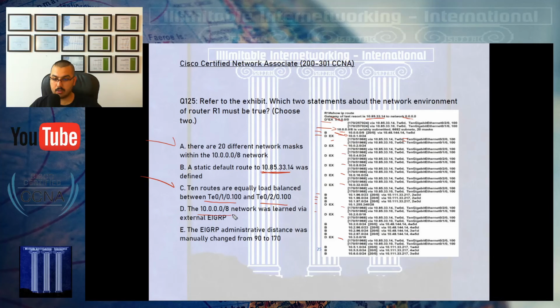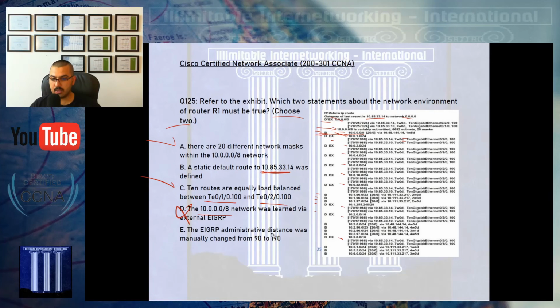The 10.0.0.8, this one was learned via external EIGRP, external DEX. So 10.0.0.0/8, this is it. It was learned through BGP. Incorrect. And this one that I was suspecting is actually incorrect, because choose two and both of them are correct.